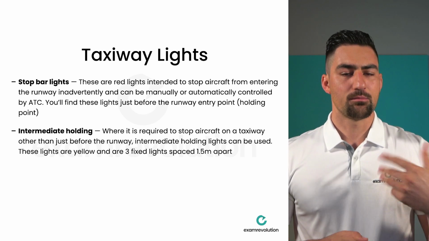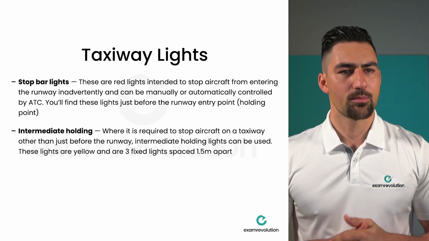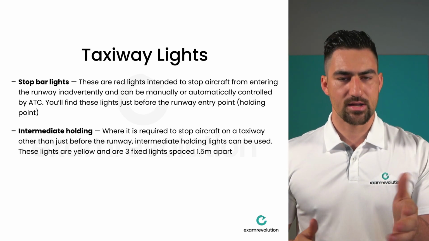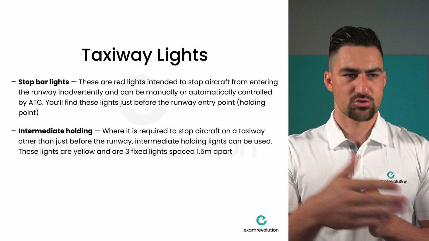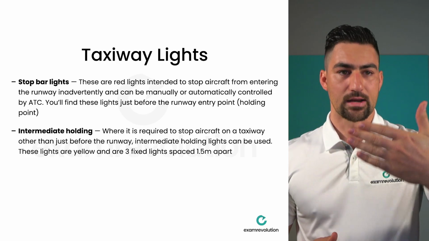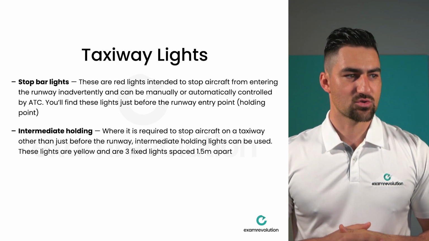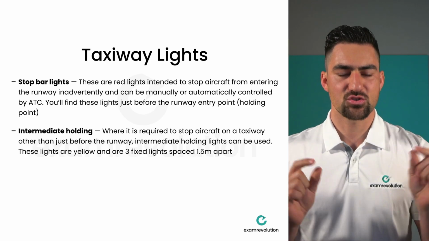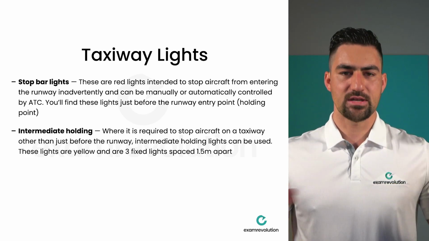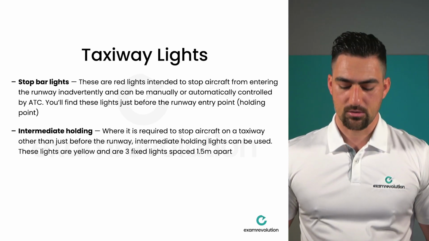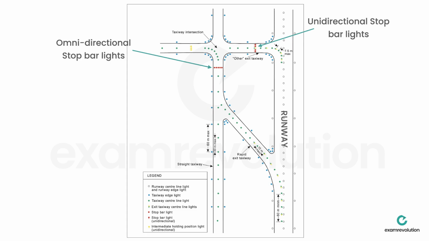Then you also have intermediate holding, where it is required to stop aircraft on a taxiway other than just before the runway. So if you're somewhere on a taxiway and there are lots of other taxiways also crossing, then they have intermediate holding points and intermediate holding lights. Okay, that can be used as well. These lights are yellow and they are 3 fixed lights spaced 1.5 meters apart. So it's usually yellow lights running across the taxiway. If they are on, it means you need to stop, right? If they're off, it means you can cross.